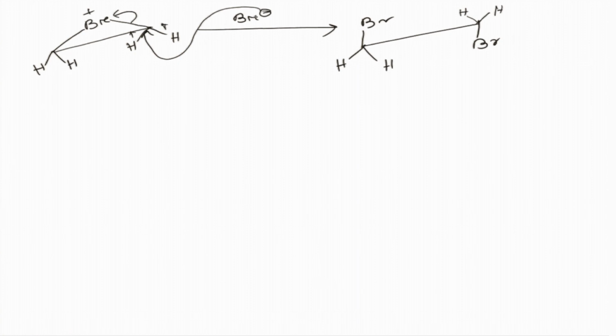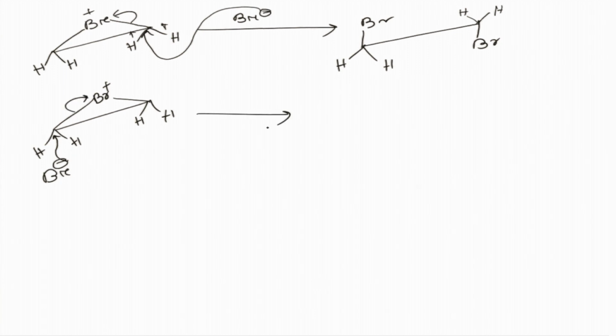Now, if instead of this, this bromide ion attacks from here, then the same thing will happen, just slightly different. So, this will be the product.